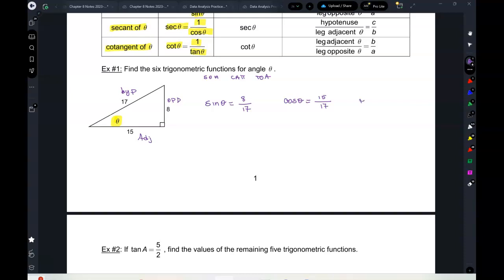15 over 17. And tangent of theta is 8 over 15. Okay, how to lose points.